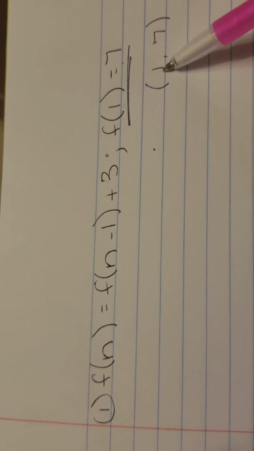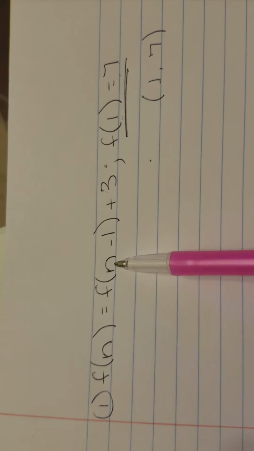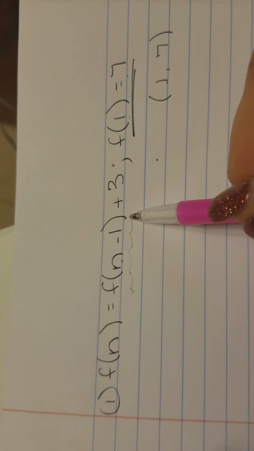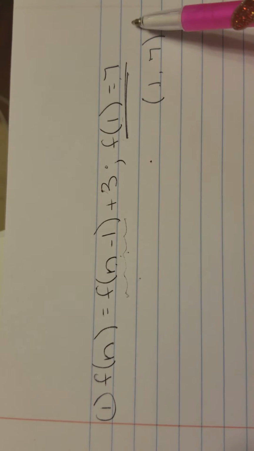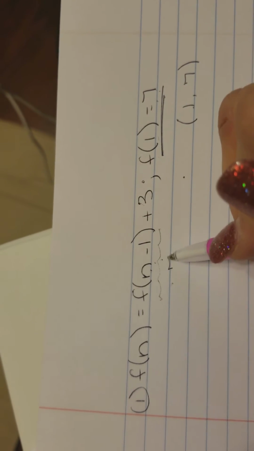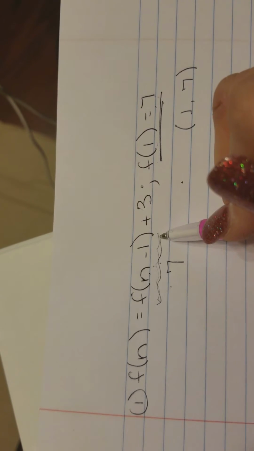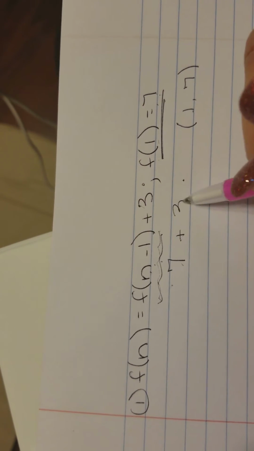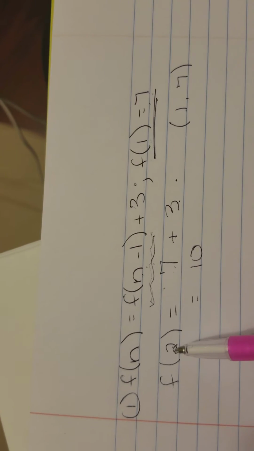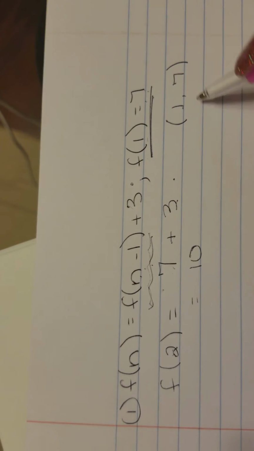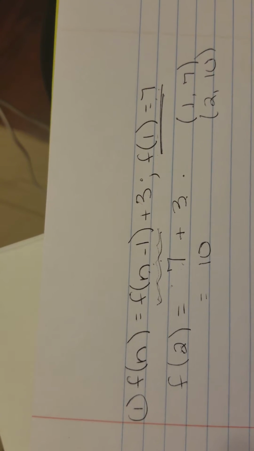So to find the next term, we're not going to plug 2 in for n like we did for the explicit rule. Instead, we're going to look at this f of n minus 1 as the previous term. So if the previous term is 7, we're just going to plug 7 in for f of n minus 1. So we've got 7 plus 3. So f of 2 is 7 plus 3, which is 10. Therefore, our next ordered pair is (2, 10), because my input is 2 and my output is 10.